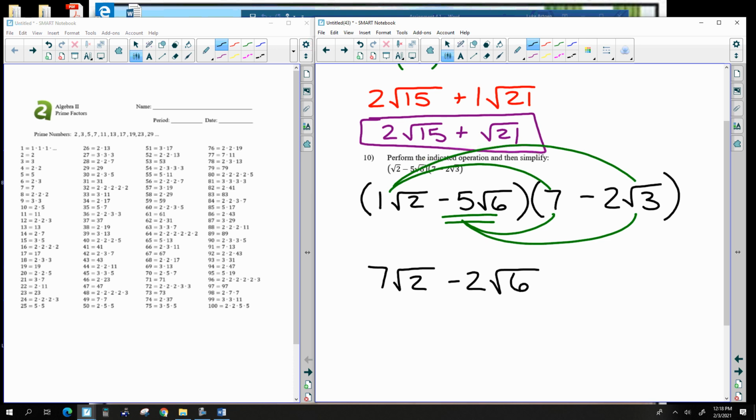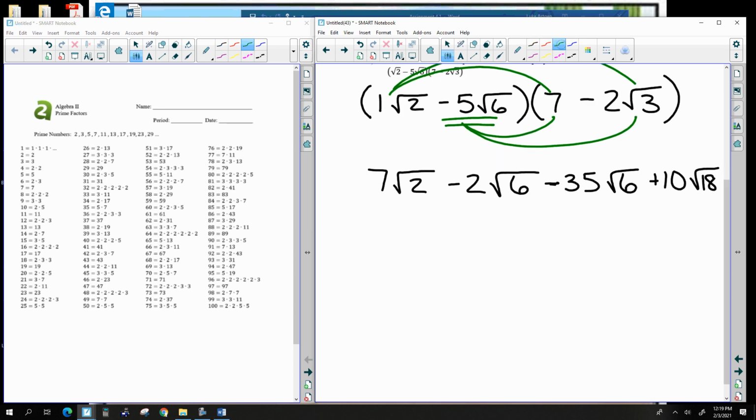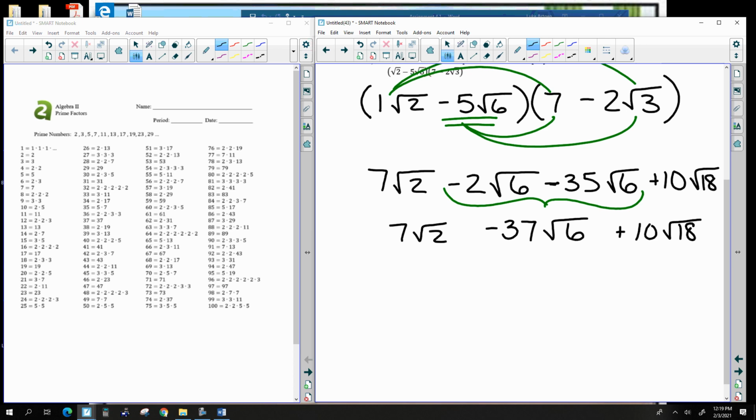So negative 5 and 7 is negative 35. And then root 6 with nothing is root 6. Negative 5 and negative 2 is positive 10. 6 and 3 is 18. Okay, so on quick investigation, I can put these numbers together. So that's negative 37 square root 6. Okay, I also have a 7 root 2, and I also have a 10 root 18.